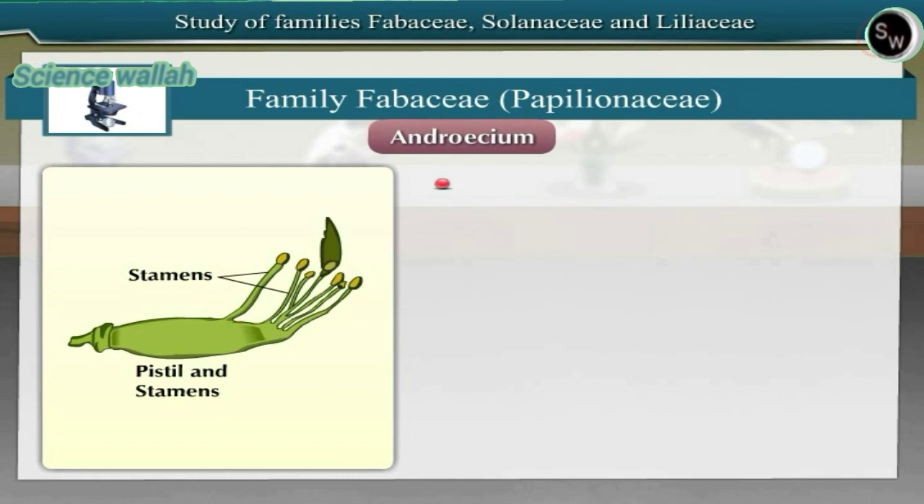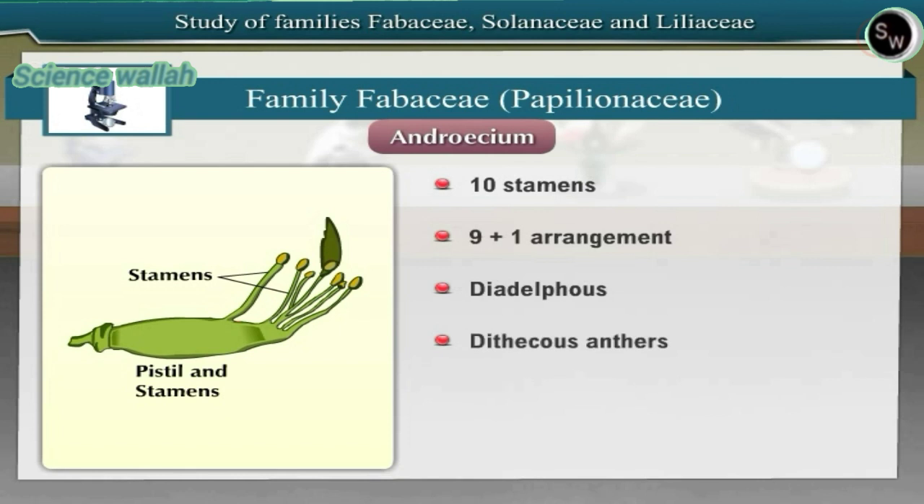Androecium consists of 10 stamens which are arranged in 9+1 arrangement. Stamens are diadelphous with dithecous anthers. Diadelphous means stamens are united by their filaments forming 2 bundles. Dithecous anther is the anther which contains 2 anther lobes connected to each other by connective.